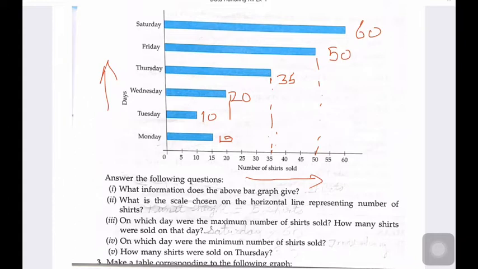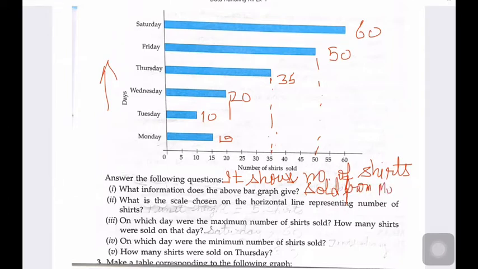Now the questions. What information does the above bar graph give? कौन सी information ये above bar graph देता है? The graph shows the number of shirts sold from Monday to Saturday. Fine.